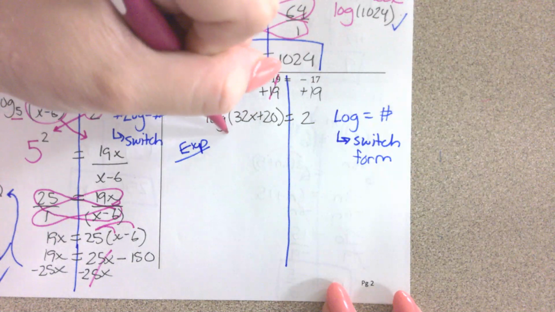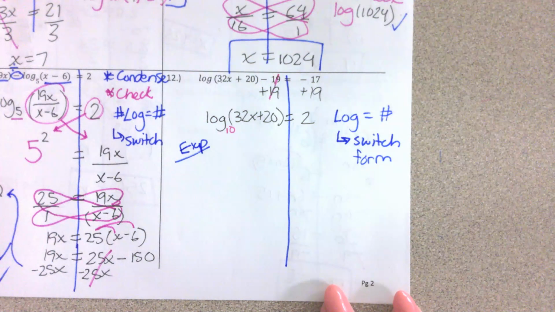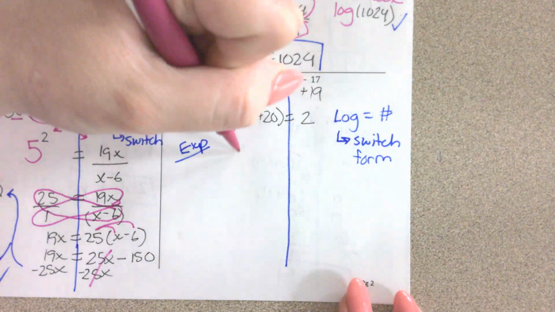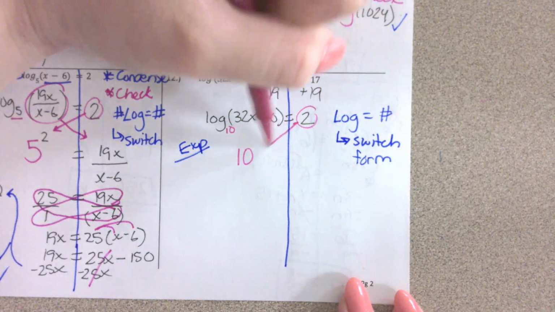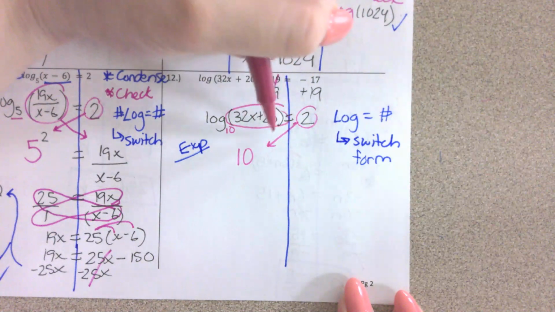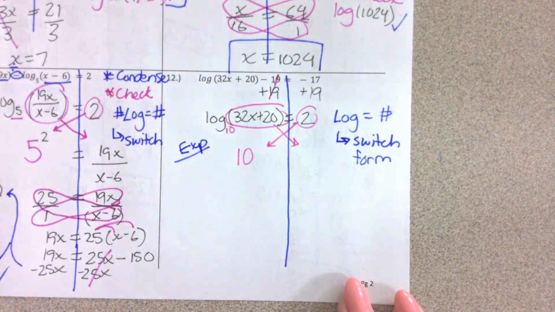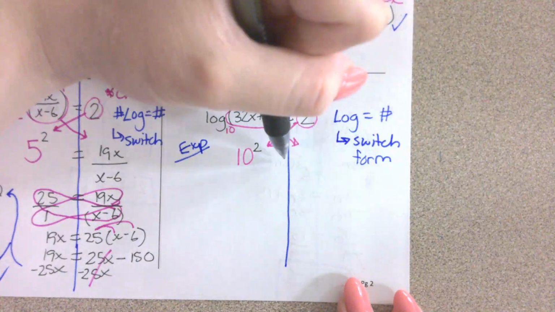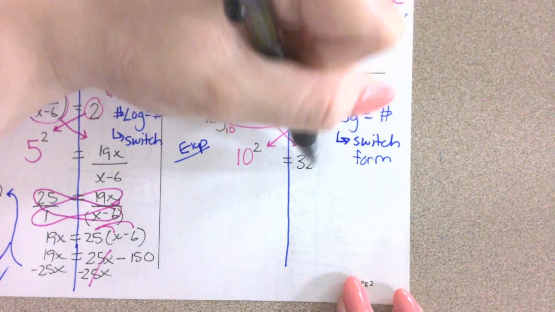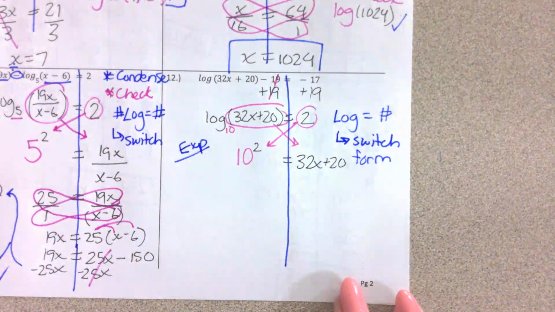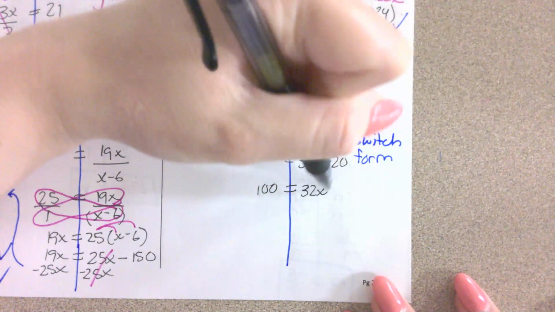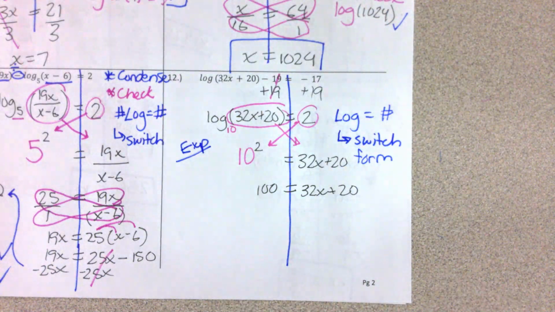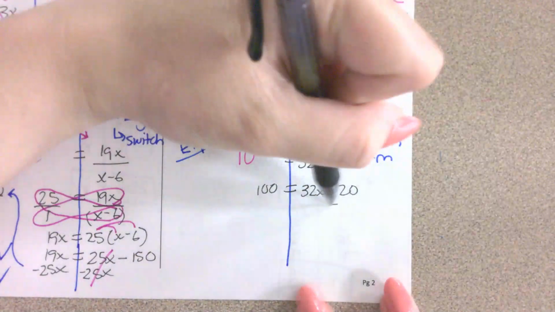My base here, it's not written, so that means it's automatically a 10. It's small in the log form. It is large in the exponential form. And then the other two are going to switch places. So we get 10 squared on the left side and 32x plus 20 on the right. And then from there, it's just algebra. 10 squared is 100. Bring down 32x plus 20. Minus 20 on both sides to solve.